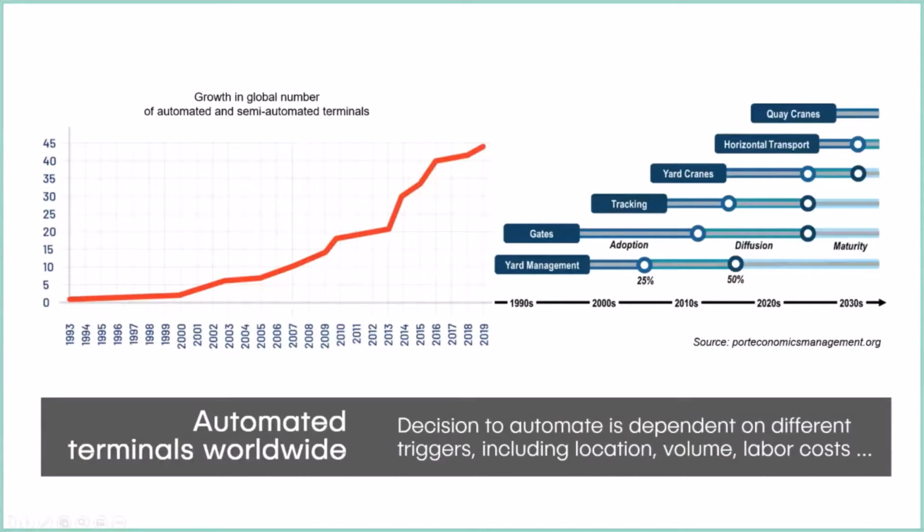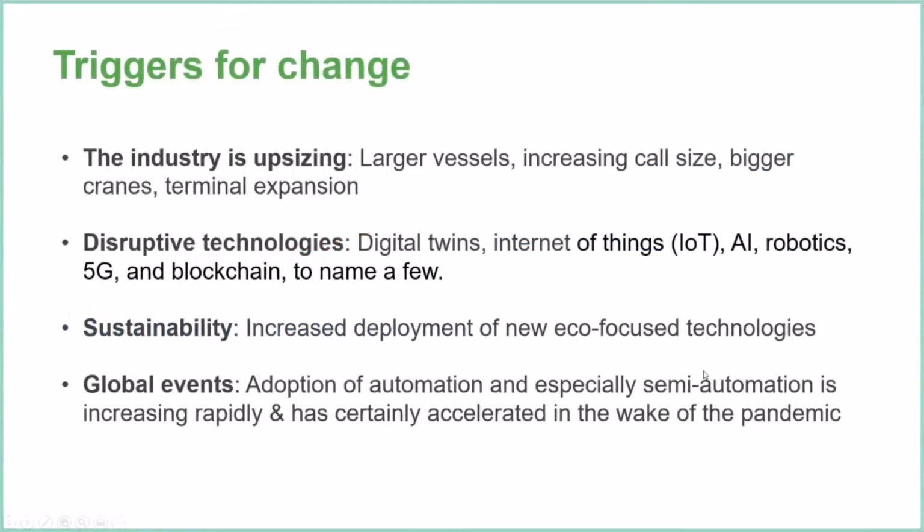And you can see that adoption rates are variable according to the area of automation focus, with a convergence of adoption across all port terminal areas expected sometime in the next decade and a half or so, hence the acceleration in adoption that we are seeing today. What's also variable is the decision, of course, to automate, which is dependent on different factors, including location, volume, labor costs, and so on. So let's look at those factors now.